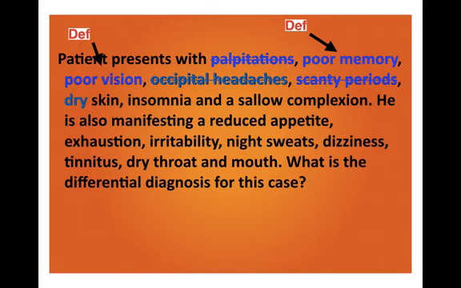Next, we have dry skin. Dry skin is always deficiency, either blood deficiency or yin deficiency. Insomnia, we're going to cross out because we know that excess heat can cause insomnia, food stagnation can cause insomnia, heart yin deficiency, heart blood deficiency, and the list goes on, right? So it's not really going to help us.